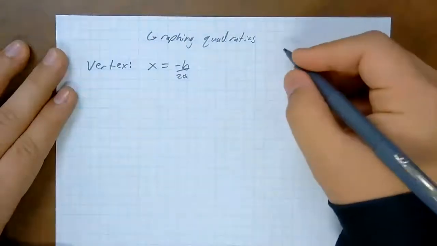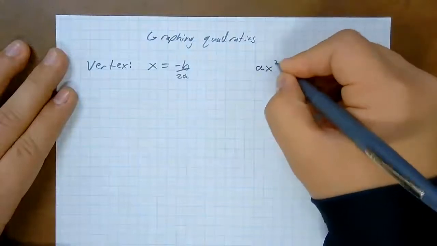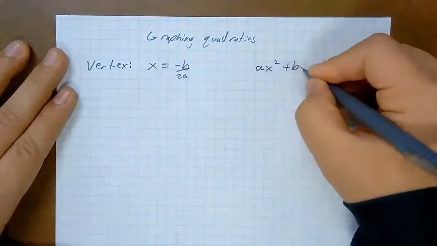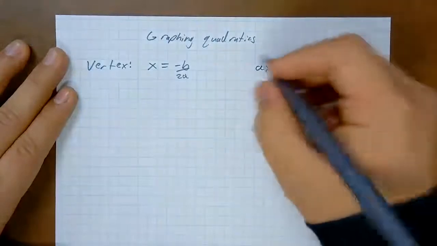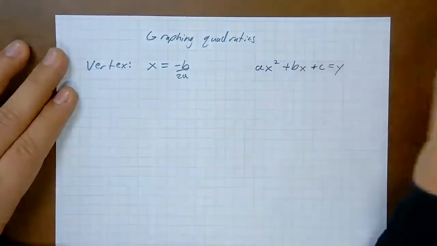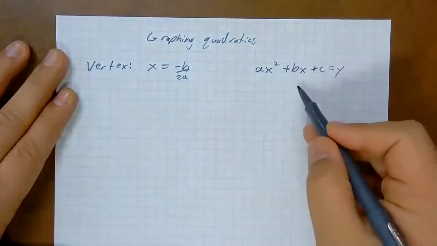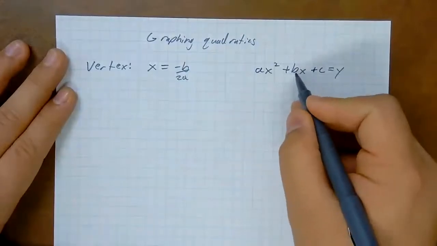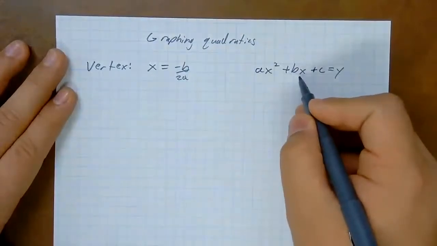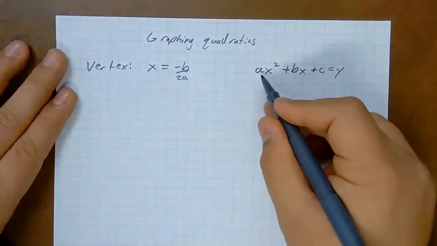So what does that mean? If we have a quadratic function, it's going to be ax squared plus bx plus c equals y, or y equals, either one is fine. So if we have negative b over 2a, it means we're taking the coefficient of our linear term, making that negative, and putting it over twice the coefficient of our quadratic term.